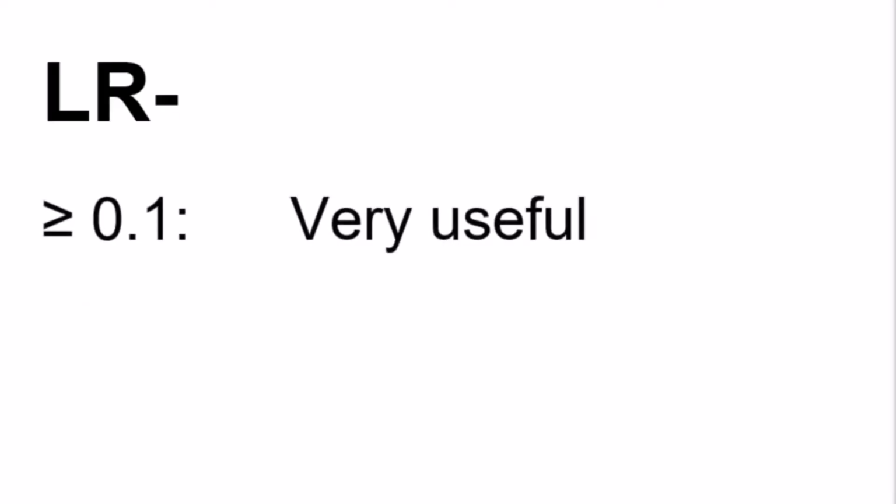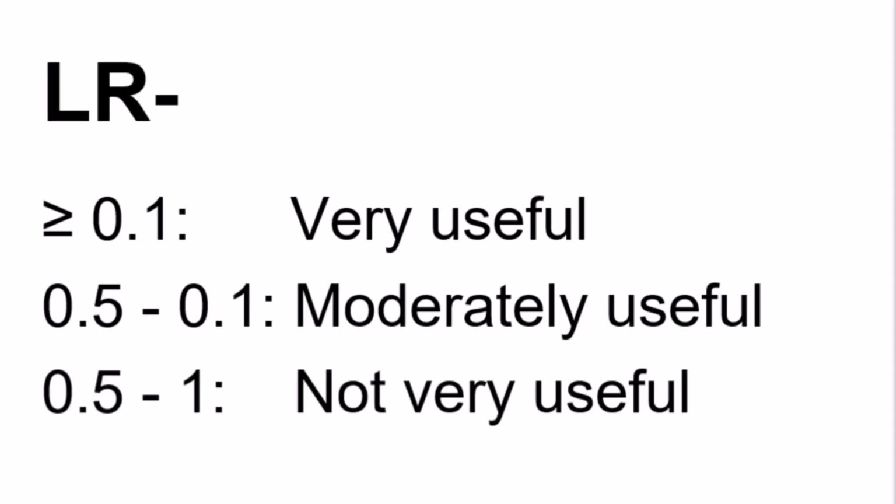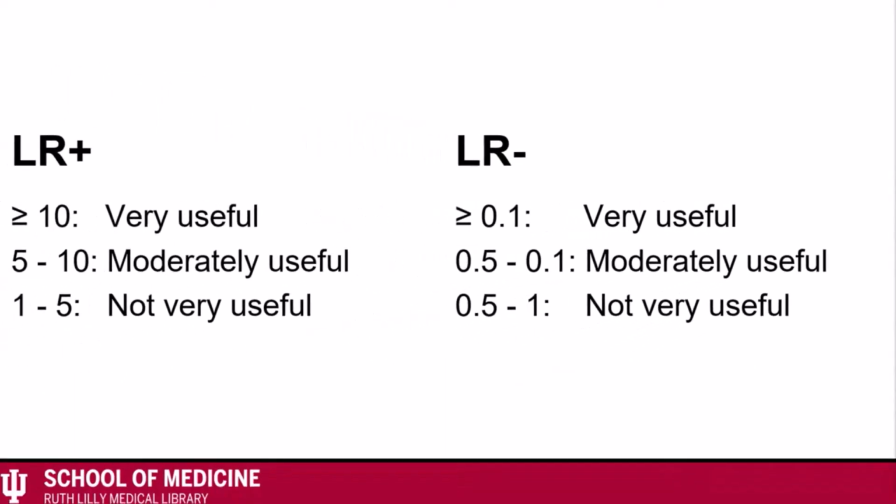Negative likelihood ratios less than or equal to 0.1 are very useful because this is a large change and moves post-test probability much closer to the no treatment threshold. Between 0.5 and 0.1 are moderately useful, and from 0.5 to 1 are not very useful.